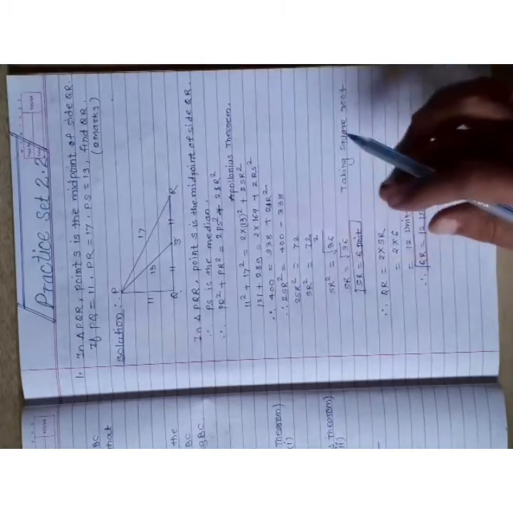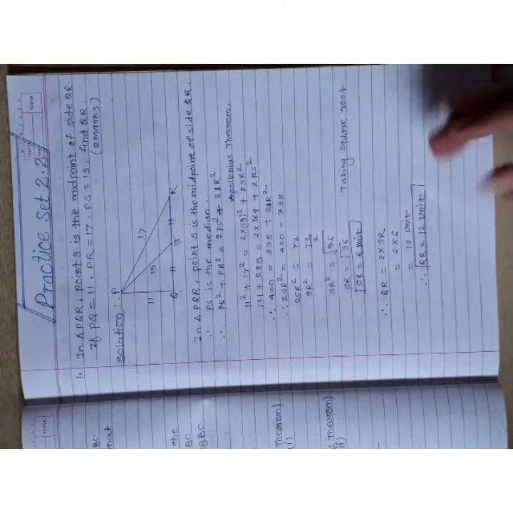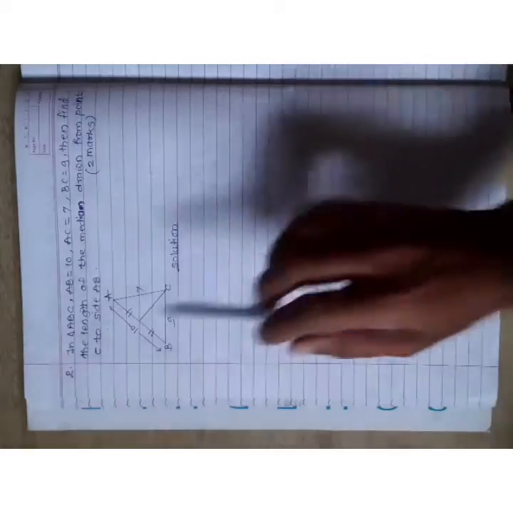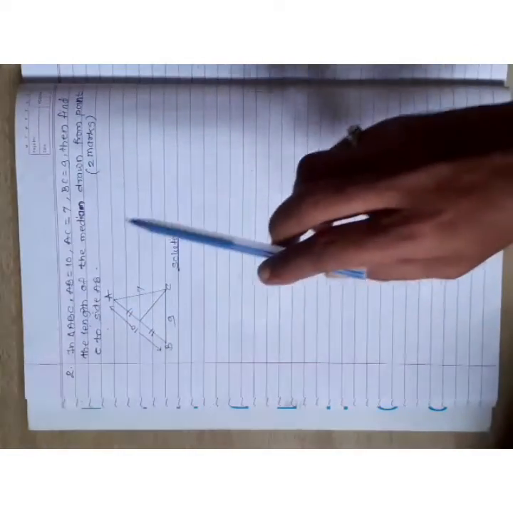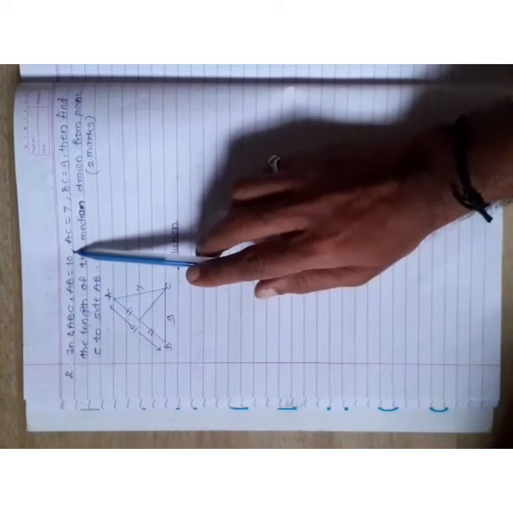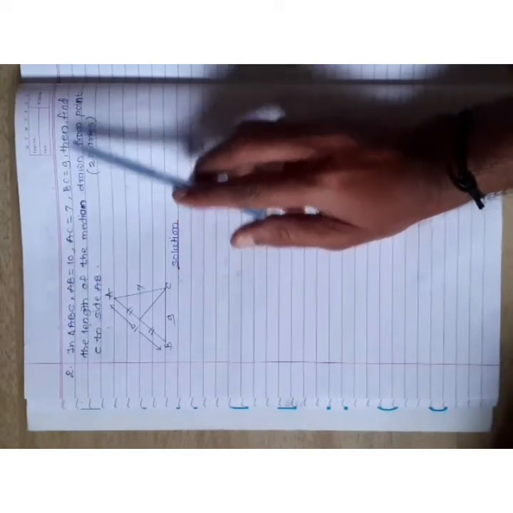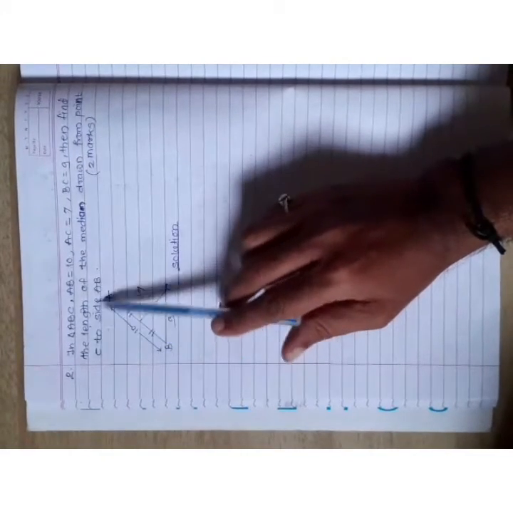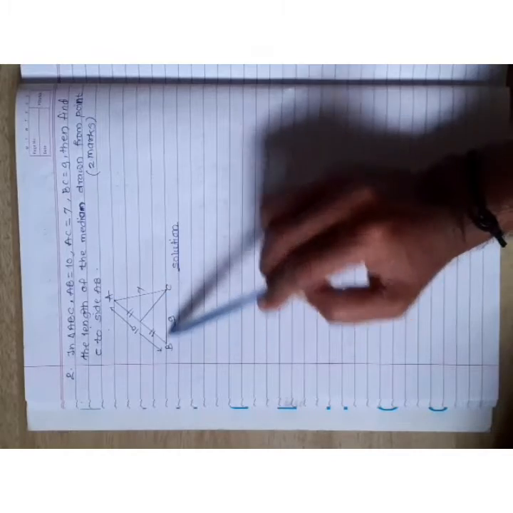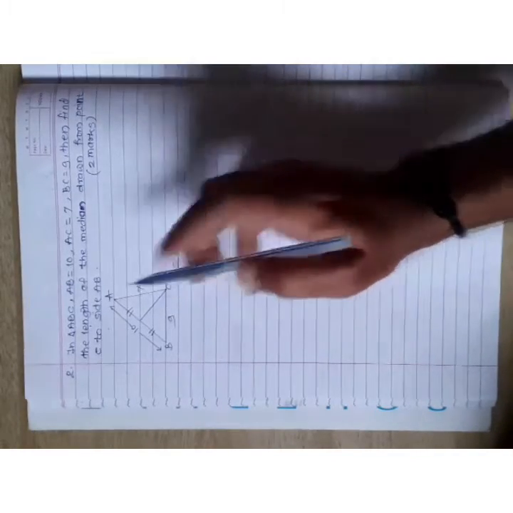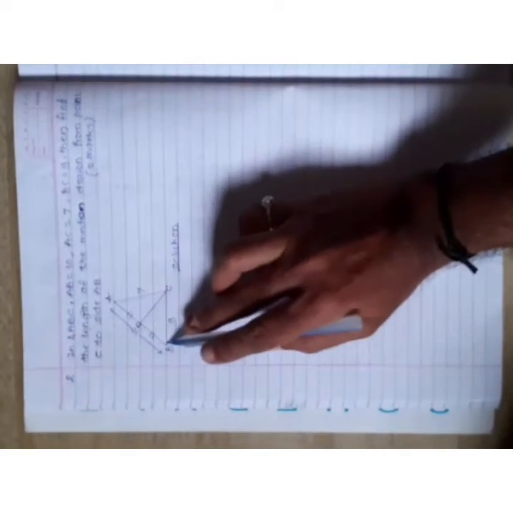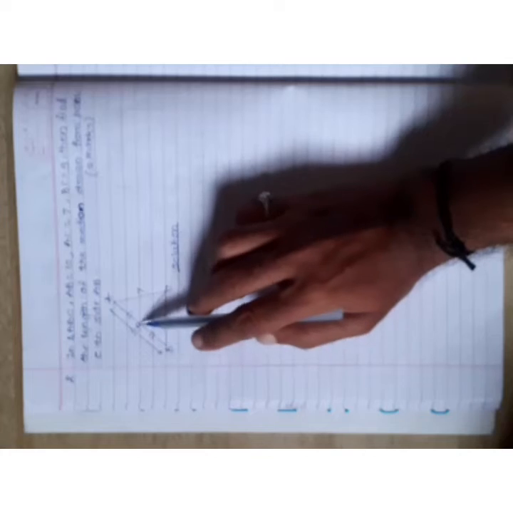This is the first example. Second example. In triangle ABC, AB is equal to 10, AC is equal to 7, BC is equal to 9. Find the length of the median drawn from the point C to the side AB. In triangle ABC, CD is the median to AB, and D is the midpoint of AB.